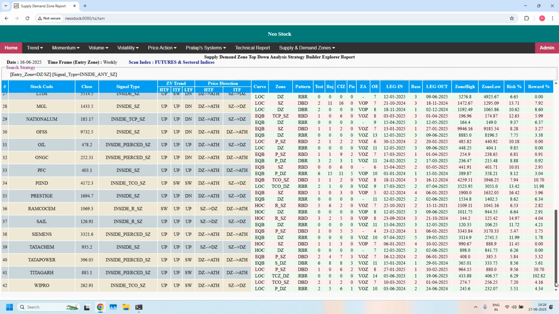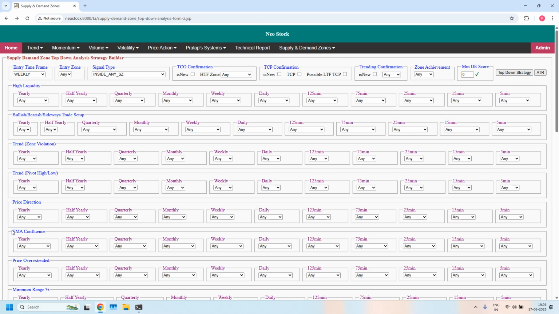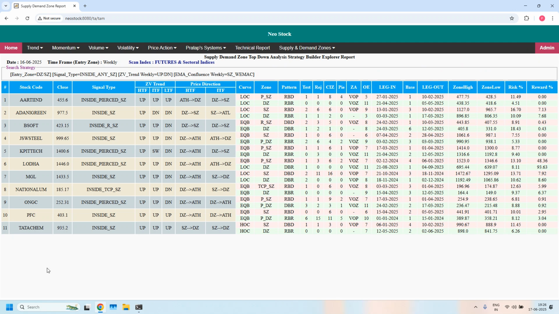42 stocks are filtered. We can further filter based on weekly supply zone having weekly EMA. At the weekly time frame, checking weekly supply zone having weekly EMA. At the same time, trend on the weekly should not be sideways. Can be up or down. We got 11 stocks. So this is about weekly time frame.